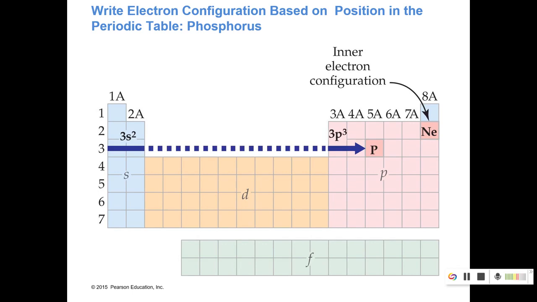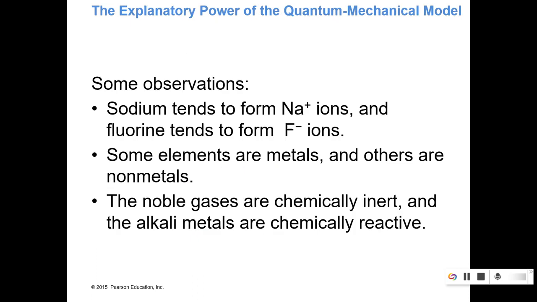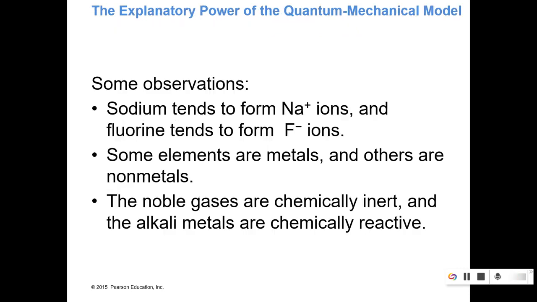Okay. So here it's just showing you how to do it. Remember, this is 3D1, 4D1, 4F1, 5F1, 5D1, 6D1. These go here. All right. So you can write them for any element on the periodic table. We'll write bigger ones later.